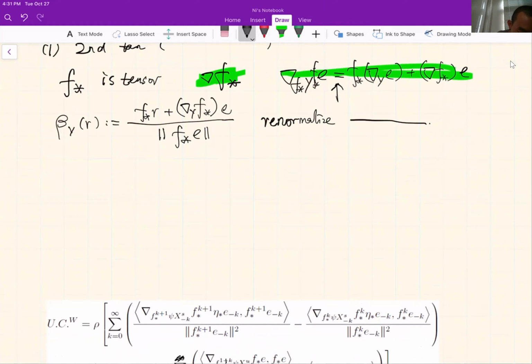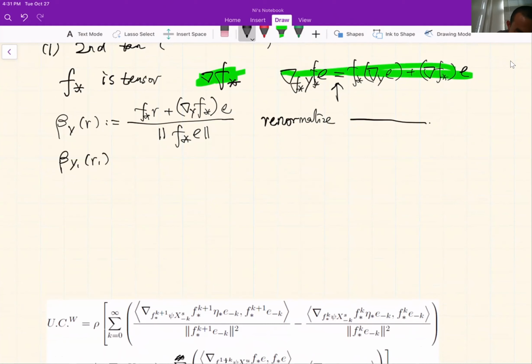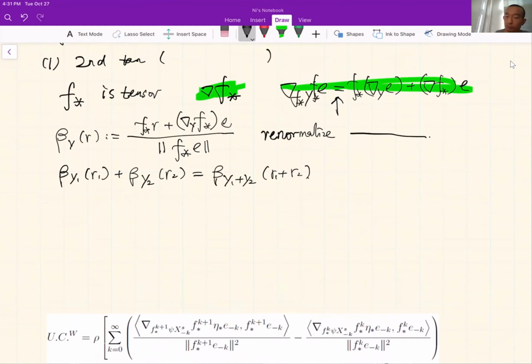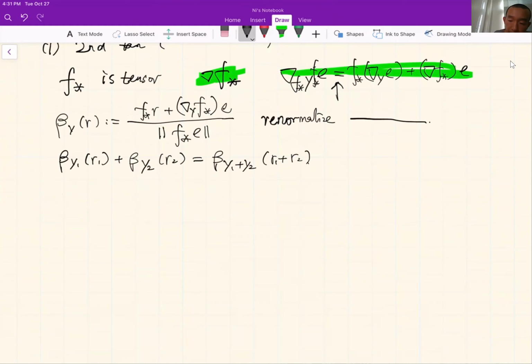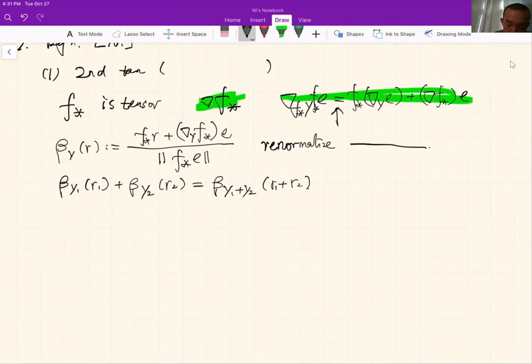It satisfies a particular type of linearity, that is beta y1 r1 plus beta y2 r2 equals beta y1 plus y2 applied on r1 plus r2. So this is the definition of the renormalized second order tangent equation.